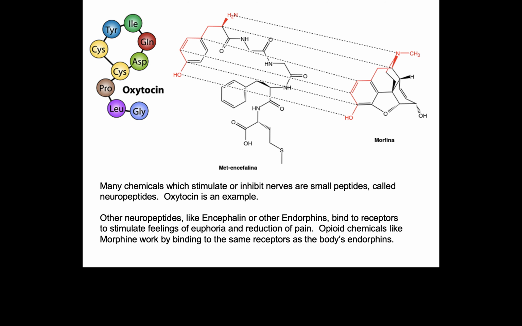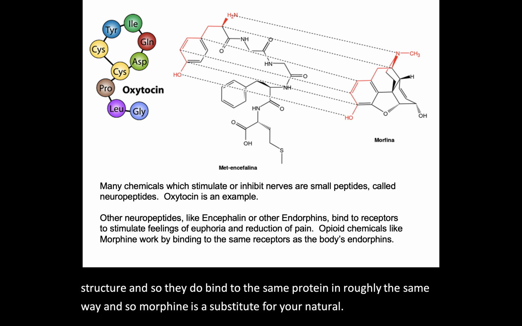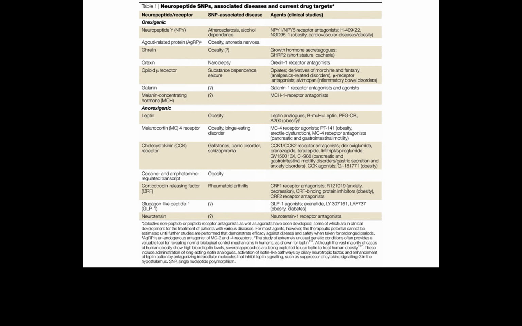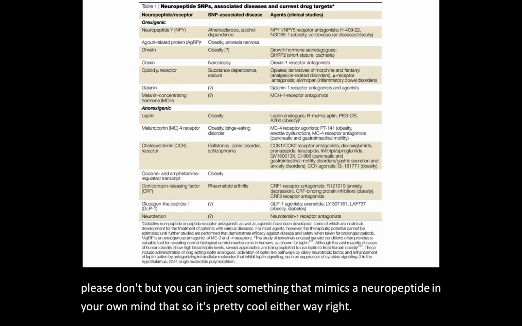So you can look at this as you can make your own morphine, or you can look at this as you can inject, and please don't, but you can inject something that mimics a neuropeptide in your own mind. So it's pretty cool either way, right? And there are a lot of these neuropeptides, so I just want to introduce those right now so that you can get to know them, but they are very interesting, I think.